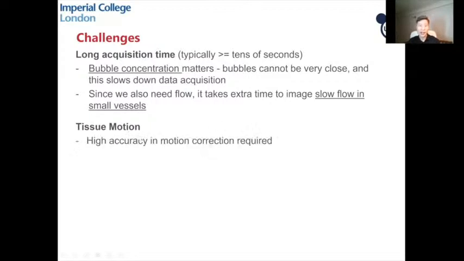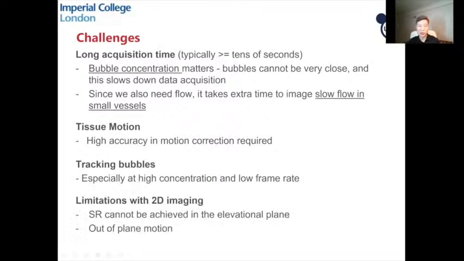Okay, another challenge is tissue motion. Tissue always moves, especially if it takes time to acquire your data. To correct this motion, when we're talking about spatial resolution at the level of tens of microns, the tissue motion correction accuracy will have to be at least at that level. Another challenge is tracking bubbles, particularly when the bubble concentration is high and the frame rate is low, how to best track these bubbles.